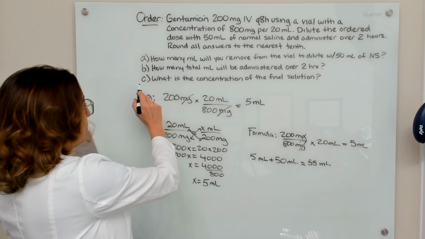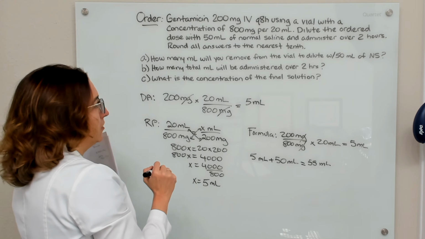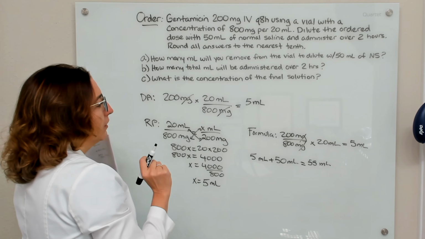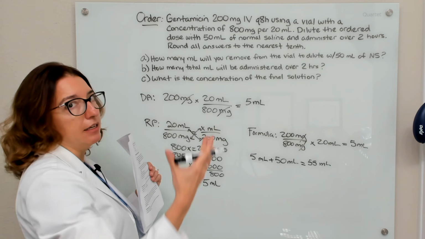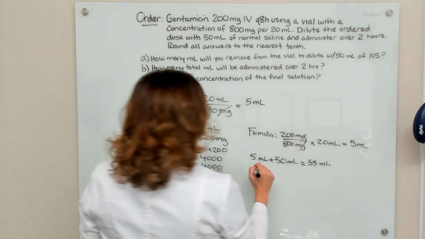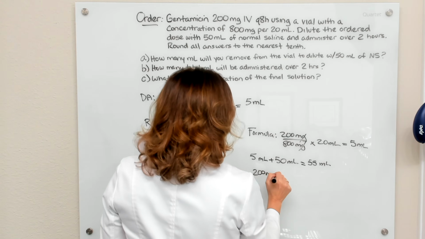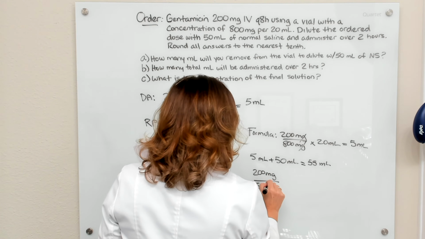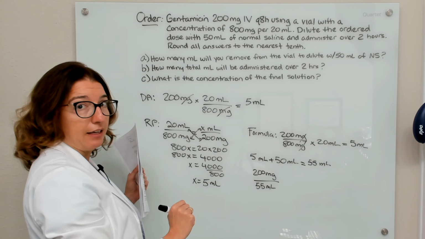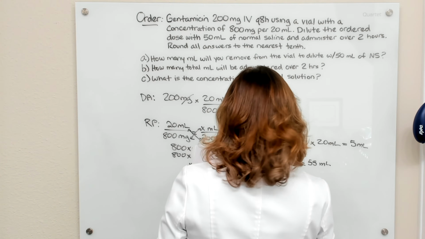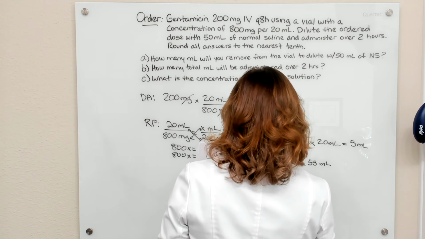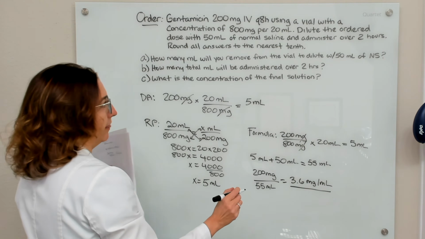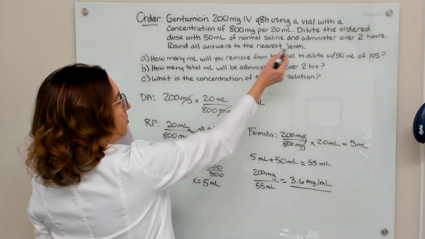And then the last part of this problem asks, what is the concentration of the final solution? Okay, so the concentration again is like milligrams in milliliters. So we have 200 milligrams, right? Because that's how much we took out of that vial. And we have 200 milligrams in 55 mLs of solution now that we've diluted it. And if we do this math, we end up with 3.6 milligrams per ml. And this is rounded to the nearest tenth, which is what we are instructed to do.